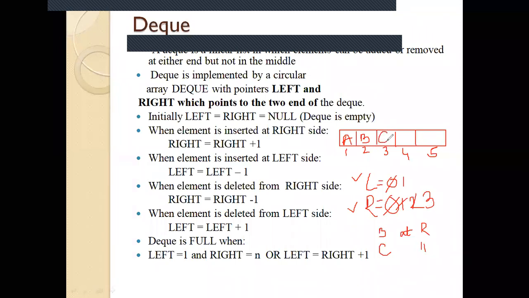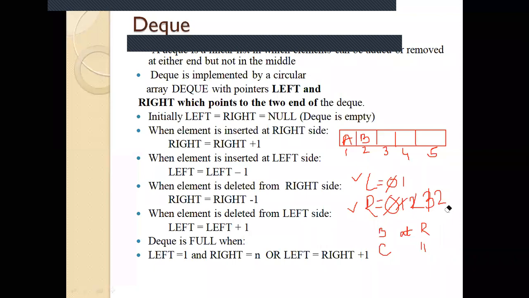Is it clear? Now, if I'm saying I want to delete, again you need to tell whether you want to delete from the left or the right end. Now I'm saying I want to delete from the right end. In that case, the value of right would be decremented by 1. So it was 3, now it will become 2. That means I have deleted this C, because I deleted from the right end.